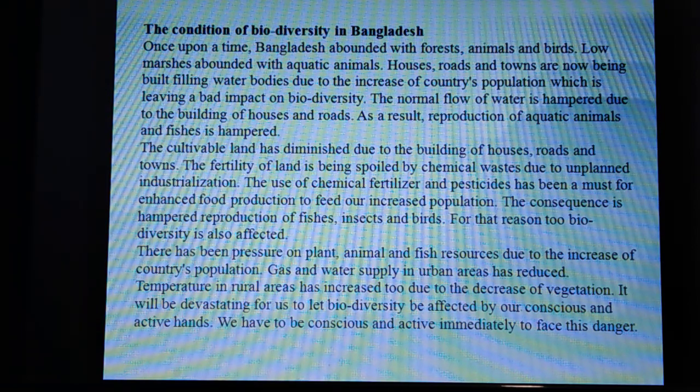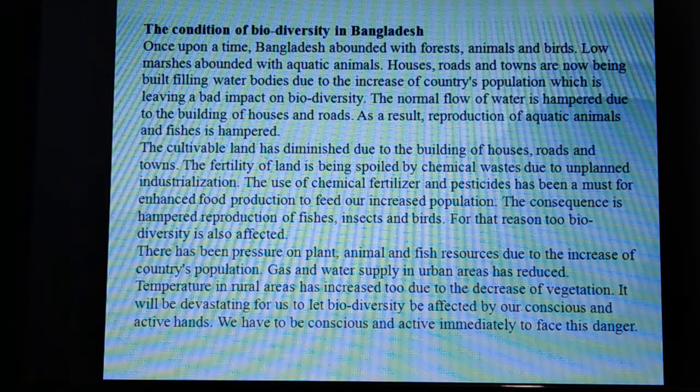Dear students, the population is increasing day by day. For our large population, we are making houses, constructing roads, and setting up towns by filling water bodies. It creates a bad impact on our biodiversity. The normal flow of water is hampered due to the building of houses and roads filling water bodies. As a result, the production of aquatic animals and fishes is hampered.